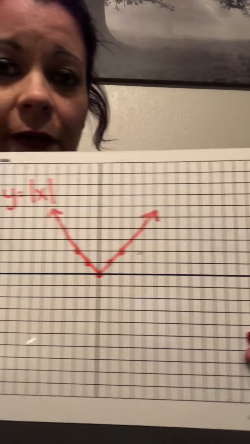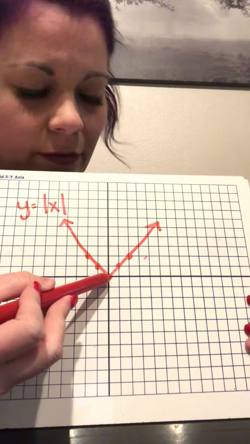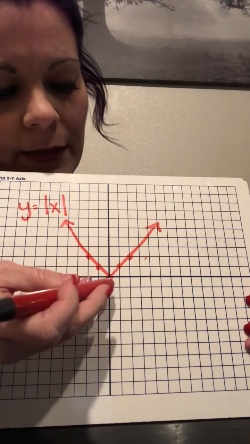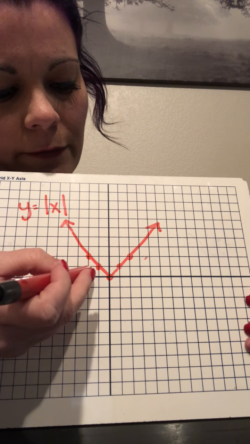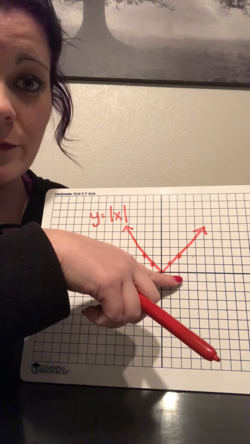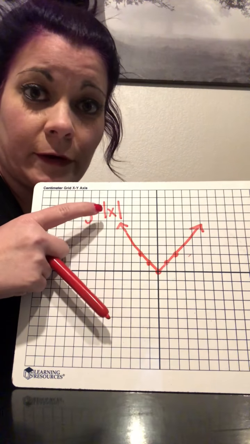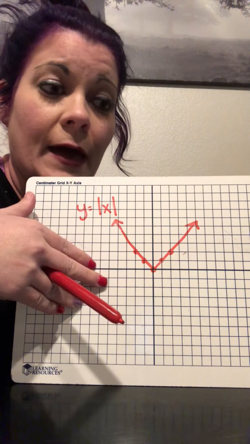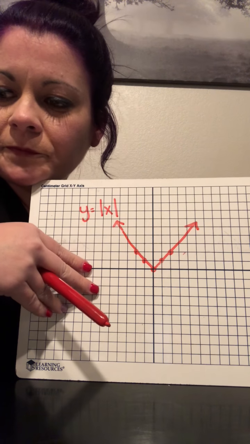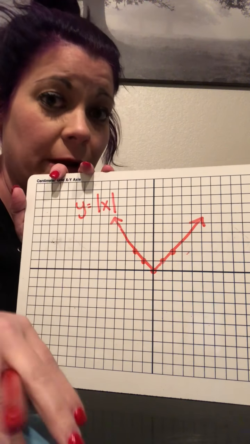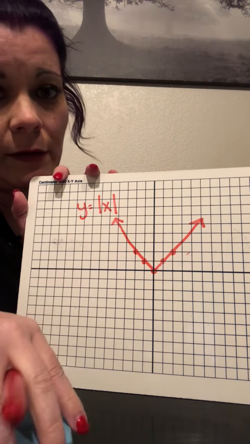It graphs a V like this, and if you notice, from the origin the slope is over 1, up 1, over 1, up 1. Same thing here, over 1, up 1. So this side has a slope of negative 1, and this side has a slope of positive 1. So this is what this graph looks like, and you need to know that because you're going to compare everything else to it. I'm going to erase this. This is what we call the parent graph, so remember what it looks like.